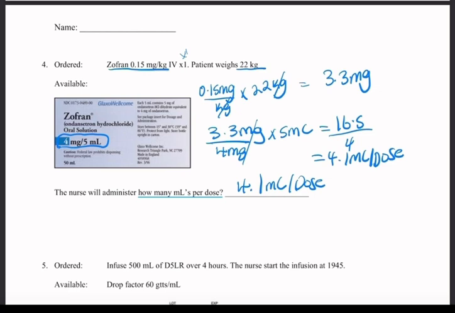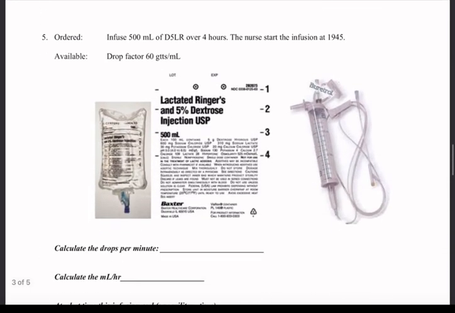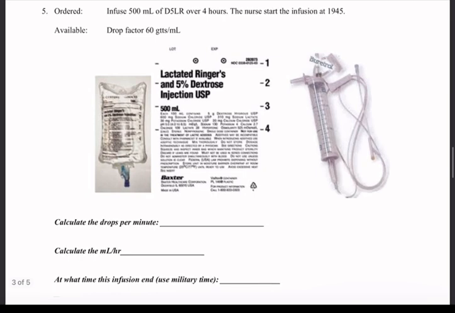I know a lot of people might be saying, why don't you just do 3.3 divided by 4 and then times it by 5? Whenever I do that, it normally messes me up in the end with my rounding, so I just avoid doing that. So moving on to number 5, it says infuse 500 milliliter of D5 lactated ringer over 4 hours.